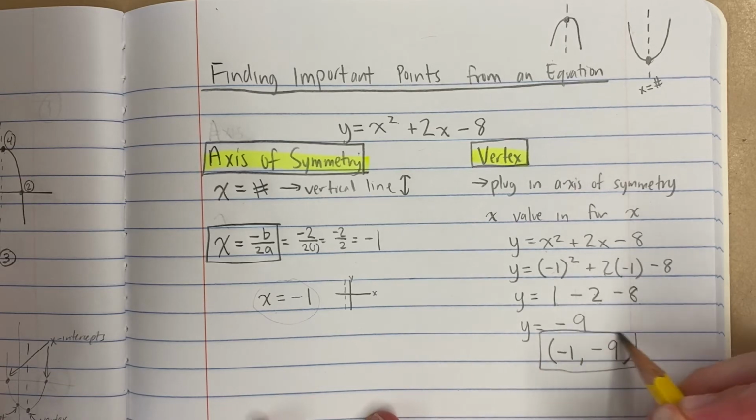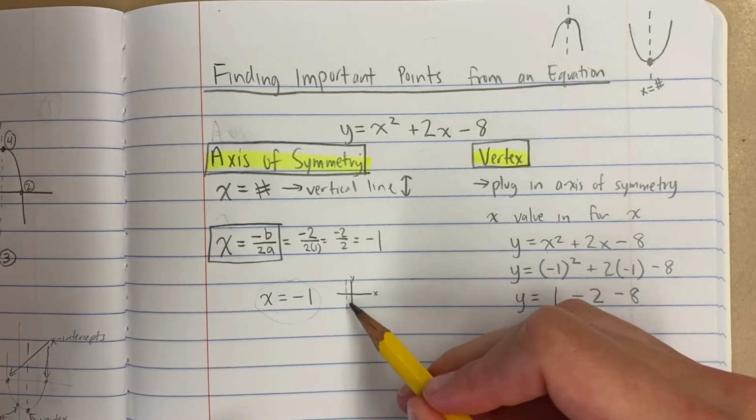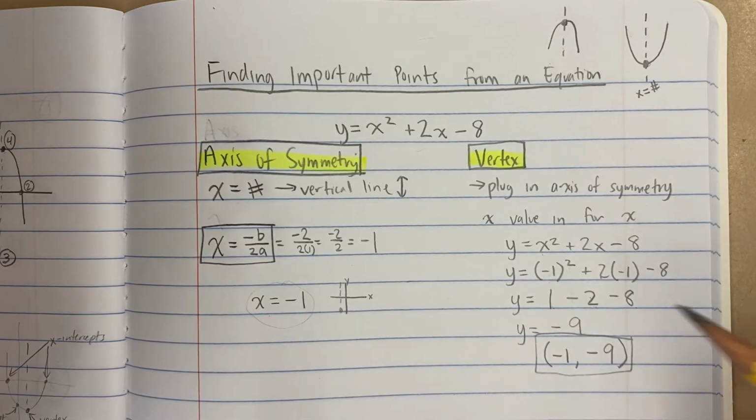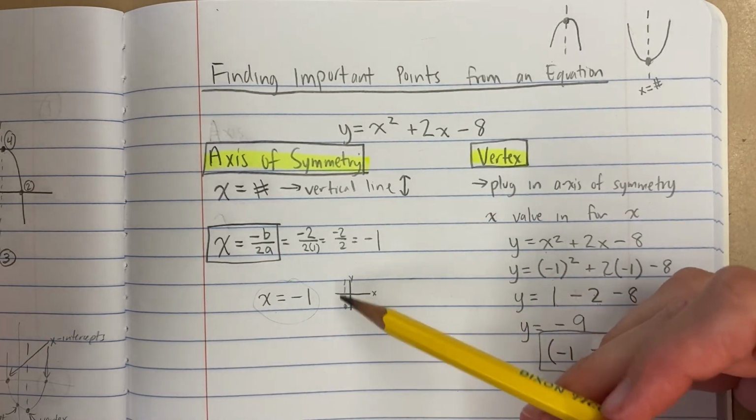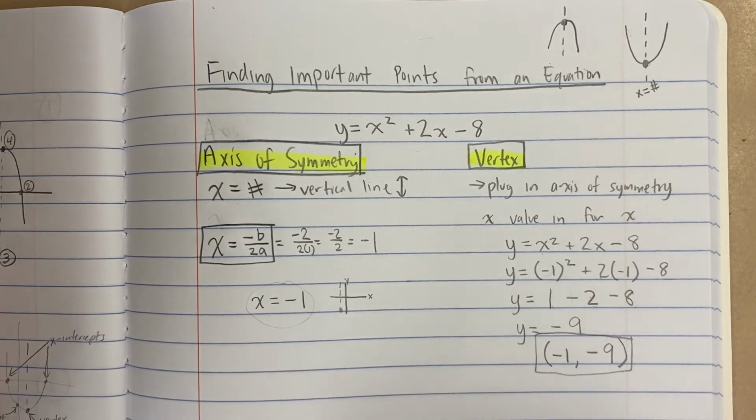So this would be my vertex. And if you think about where it is on the graph, it's going to be right here on the axis of symmetry. Then when I go ahead and find the x and y intercepts, I'll be able to draw a little bit more of a complete graph.